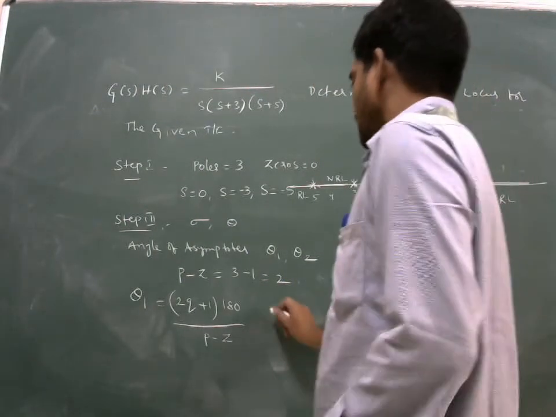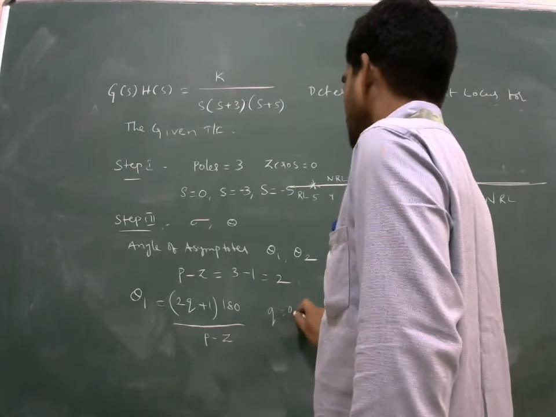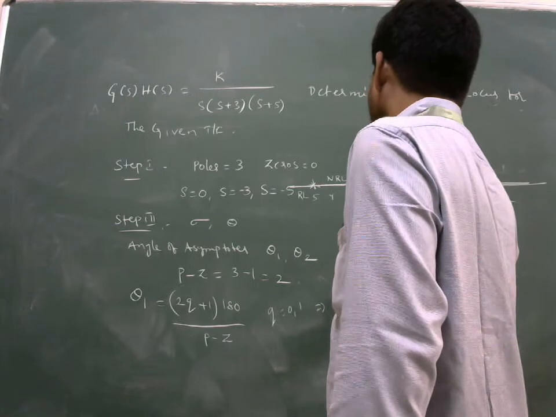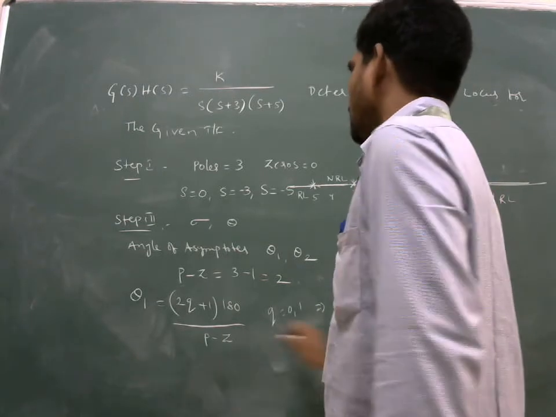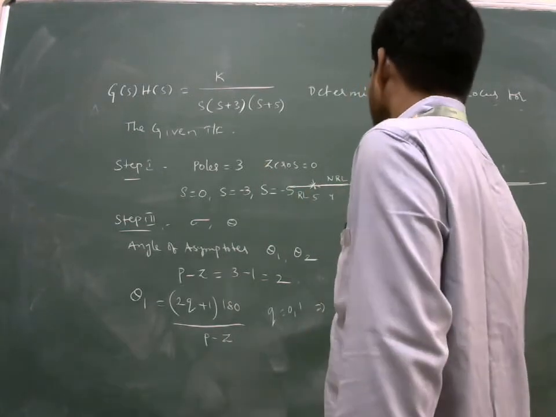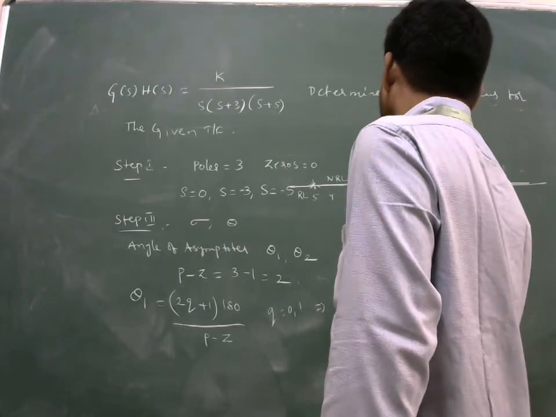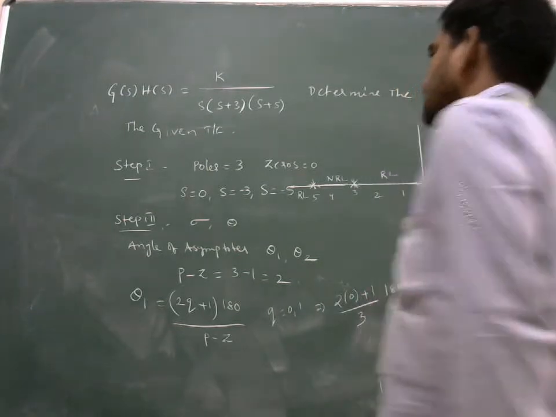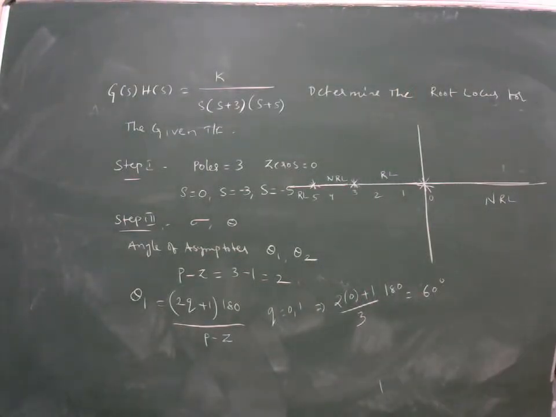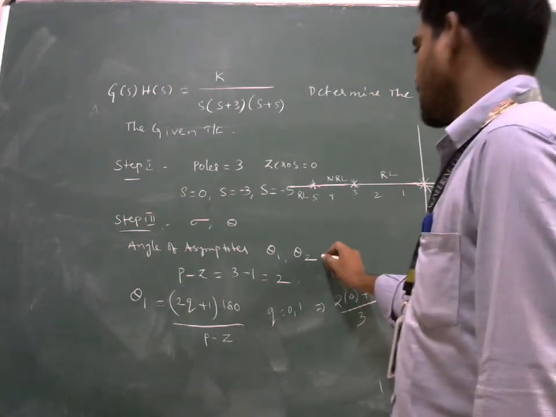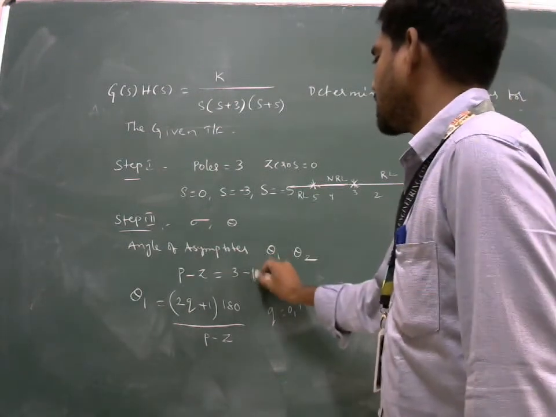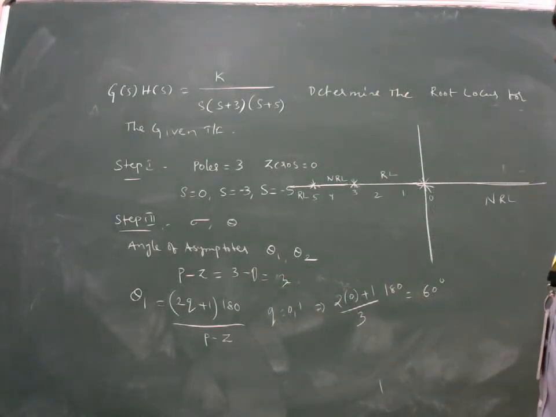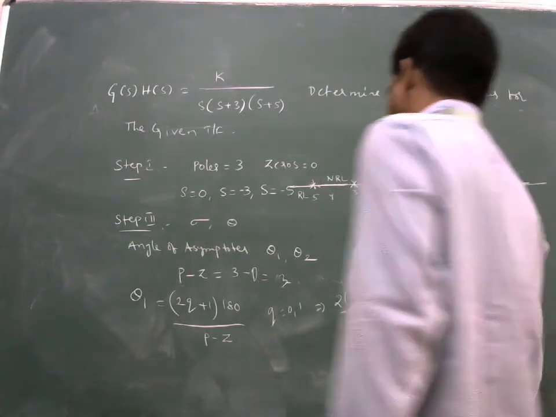What is the q value here? q equals 0, 1. That implies (2 into 0 plus 1) divided by (P minus Z). P minus Z value is how much? 3 minus 0, that is 3, into 180. How much are we going to get? 180 by 3, 60 degrees. How many asymptotes are we going to get? Zeros are 0, so 3 minus 0, we get 3.